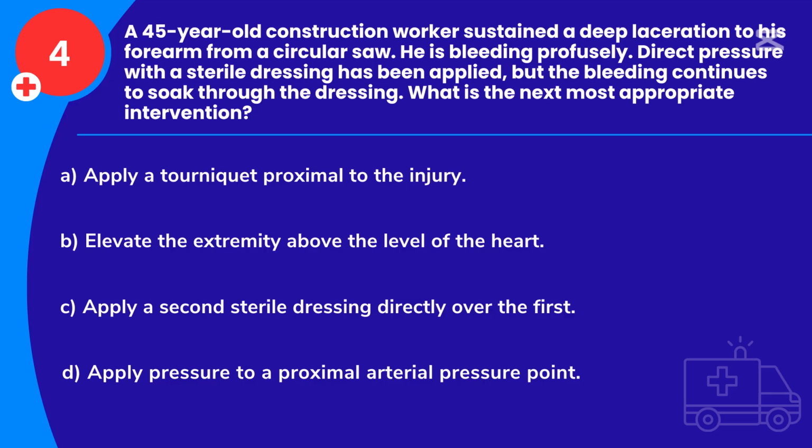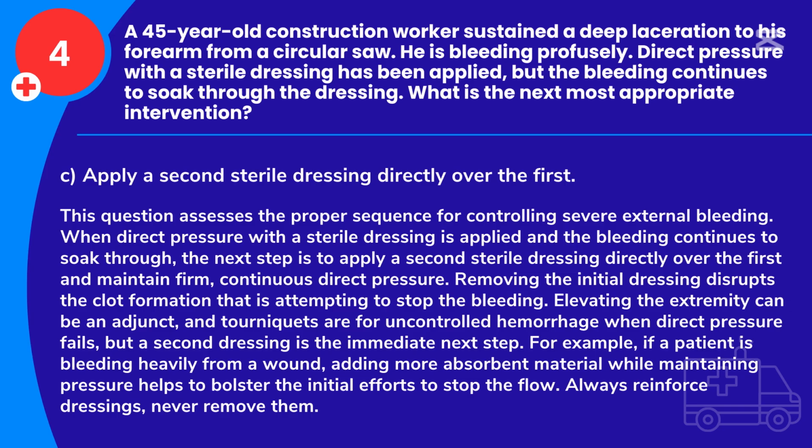A. Apply a tourniquet proximal to the injury. B. Elevate the extremity above the level of the heart. C. Apply a second sterile dressing directly over the first. D. Apply pressure to a proximal arterial pressure point. Answer: C. Apply a second sterile dressing directly over the first.